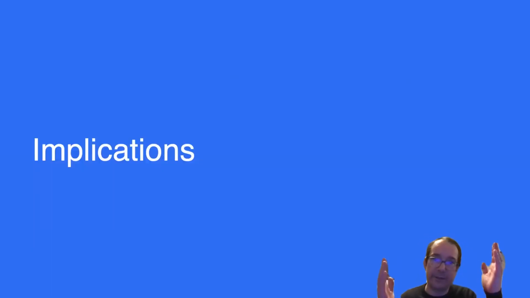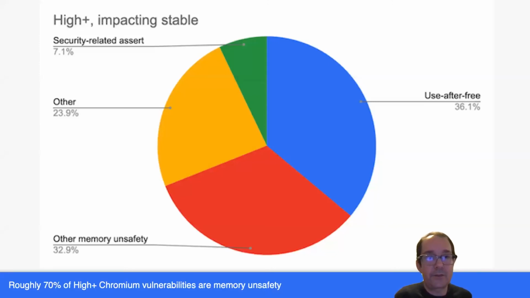So what are the implications of all this? We have to get to the acceptance stage of grief, as Alex described. We have to accept that the technical debt of unsafe languages has come due. So here's a picture of what that looks like for us. This is a picture of high and critical bugs in Chromium. You can see about a third of our bugs are use after free. Another third is other memory unsafety. Roughly a quarter is other bugs. And security-related asserts, like in V8, checking logic to be sound, is about 7%.